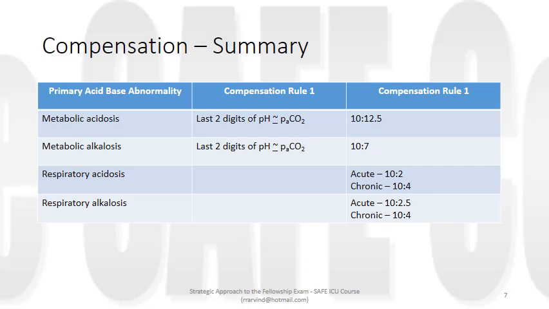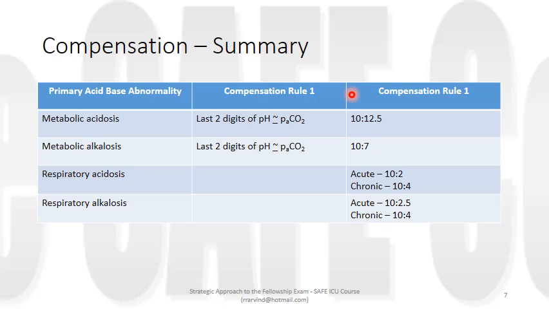So in summary, for the rules of compensation for primary metabolic problems, I really like this simple and easy to use rule. When there is complete respiratory compensation for primary metabolic problems, the last 2 digits of the pH will be approximately equal to the PaCO2 in millimeters of mercury, plus or minus 5 millimeters of mercury. So the last 2 digits of the pH will be approximately equal to the PaCO2.